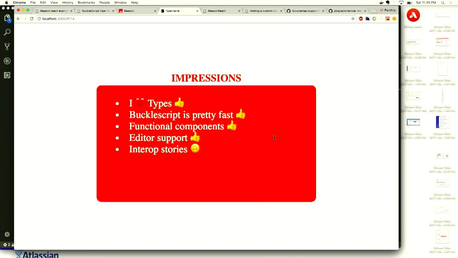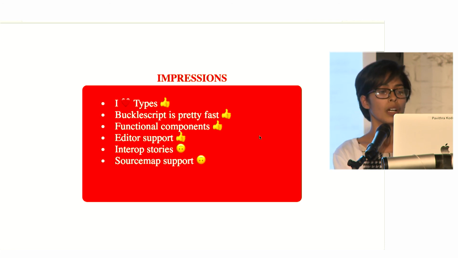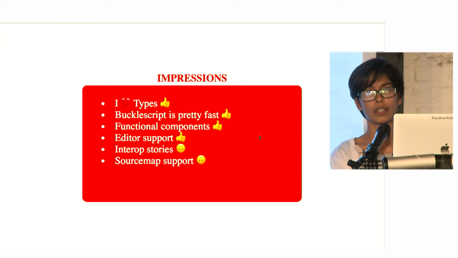So yeah, the interop story is still up, and I think there's scope for improvement. There's no source map support. I would like to ideally debug my Reason code and not JavaScript. I think if we get source maps, it'll probably be JavaScript only. But that's why BuckleScript, I think, they say they give you readable JavaScript so that you can debug them later.